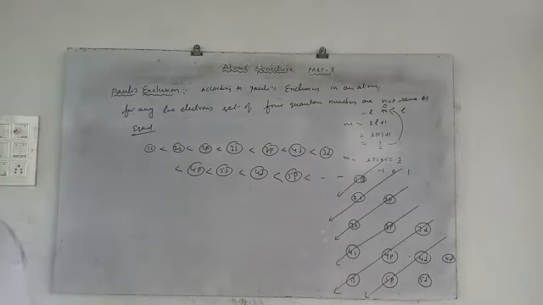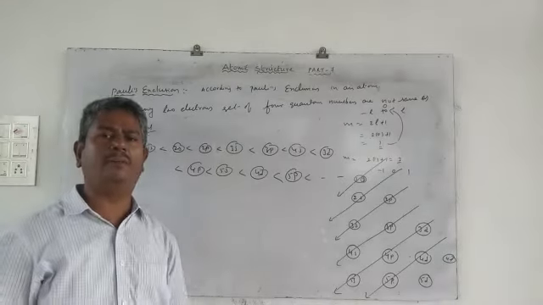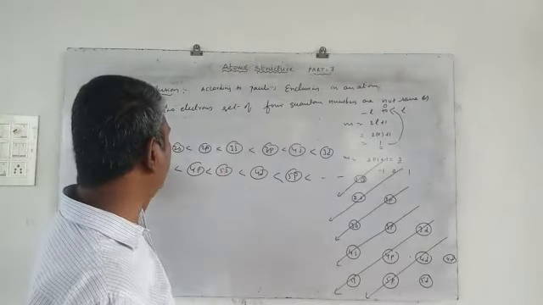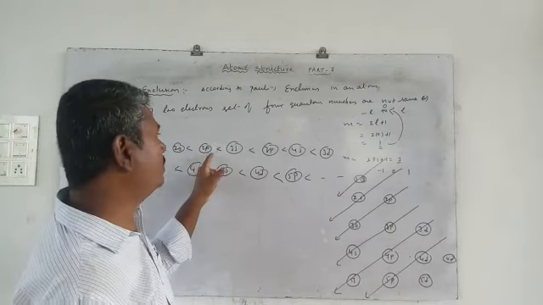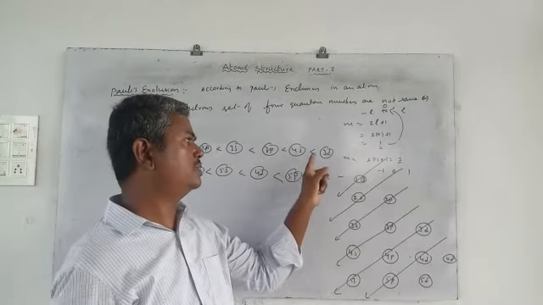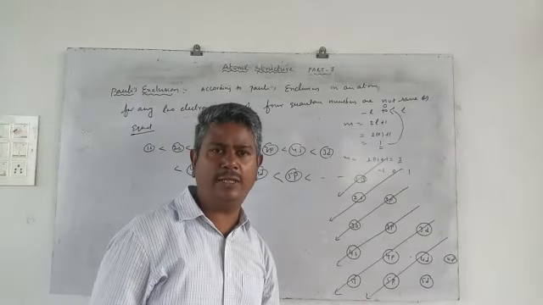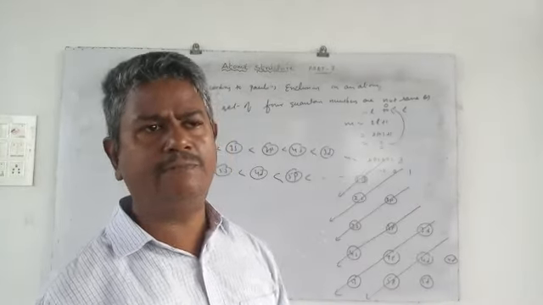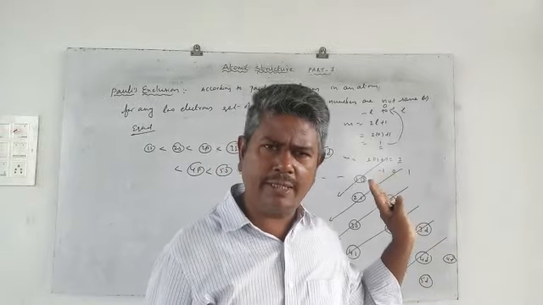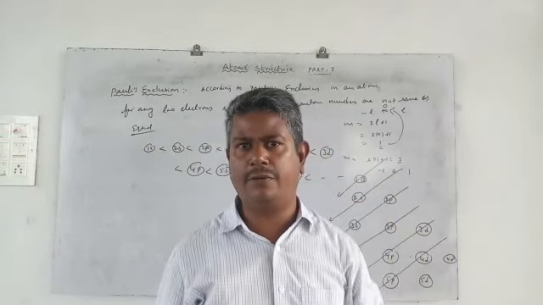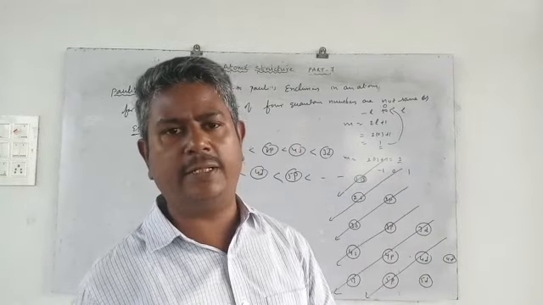So that is the orbital filling energy order. First 1s, then 2s, then 2p, 3s, 3p, 4s, 3d, and 4p, 5s, 4d, 5p. Like that only you have to follow the electron filling, according to these three rules: Aufbau, Hund and Pauli's. Okay. The remaining class will be taken in the next video.